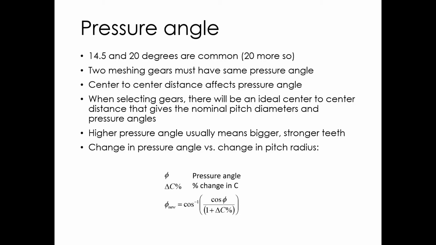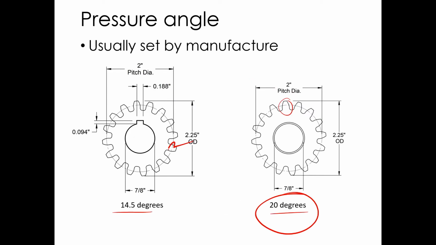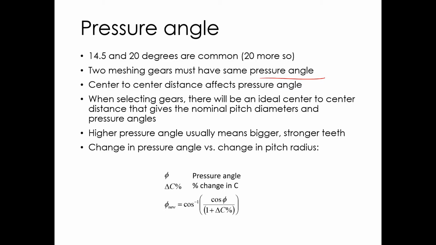Two meshing gears have to have the same pressure angle. This gear and this gear can't mesh with each other. Bad things happen. As you change center to center distance, the pressure angle will change. Here's an equation for calculating that. When selecting gears, there's an ideal center to center distance. That is the pitch radius of the smaller gear plus the pitch radius of the bigger gear. That will be the nominal center to center distance that gives you the listed pressure angle. Any deviation from that, according to this equation, will give you the change in pressure angle.